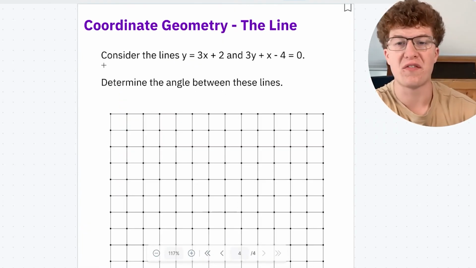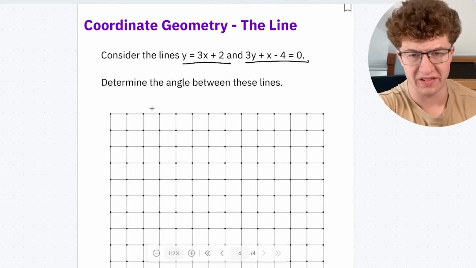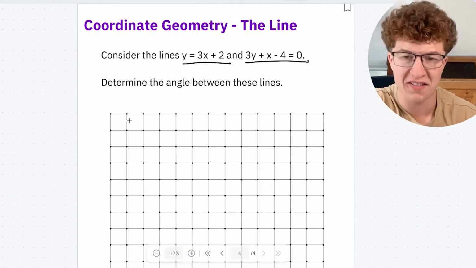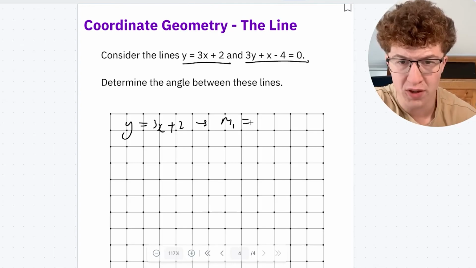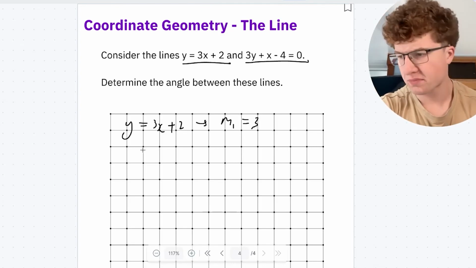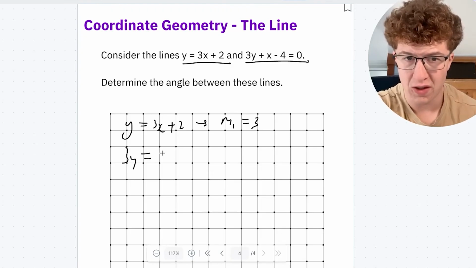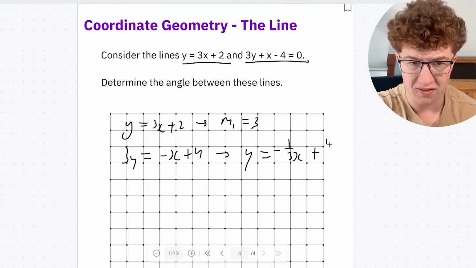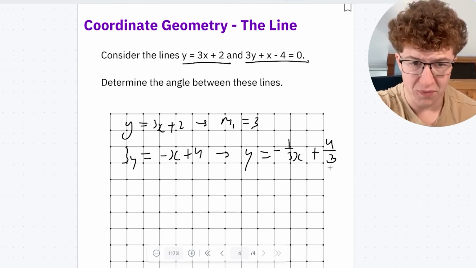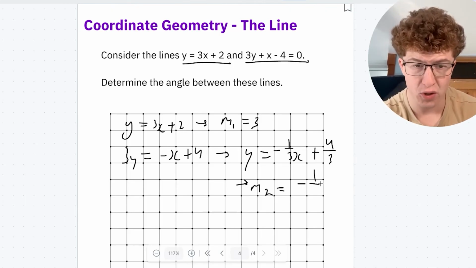So the last question here, we want to find the angle between y equals 3x plus 2 and 3y plus x minus 4 is equal to 0. First step here, I'm going to get the slope of both of them. So we have y is equal to 3x plus 2. So immediately m1 is just going to be 3. Then we're going to need the slope of the other line. I'm going to rewrite it in the form 3y is equal to minus x plus 4. Then if we divide by 3, we get y is equal to negative 1 over 3 x plus 4 over 3. That means m2 is going to be negative 1 over 3.